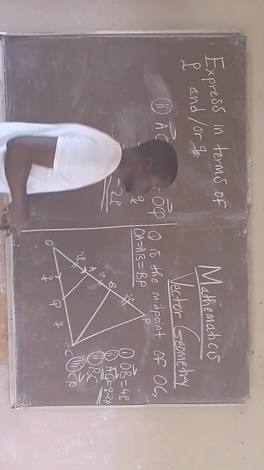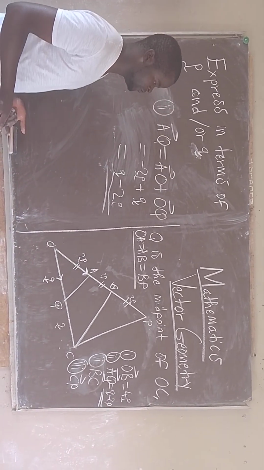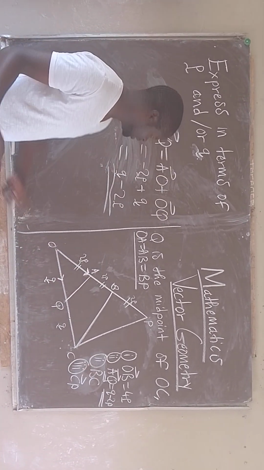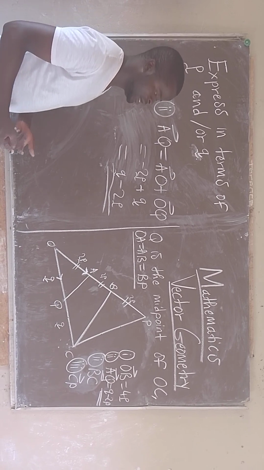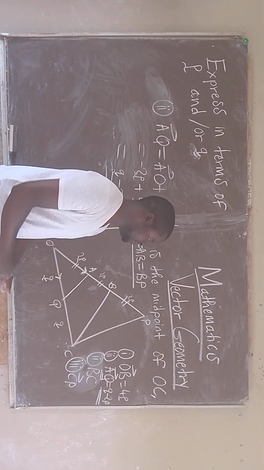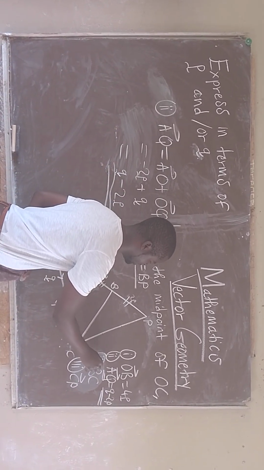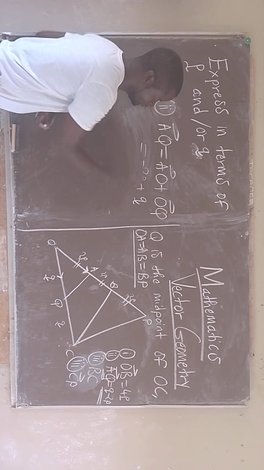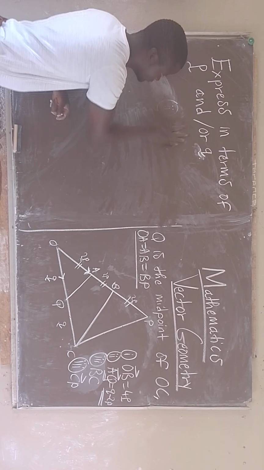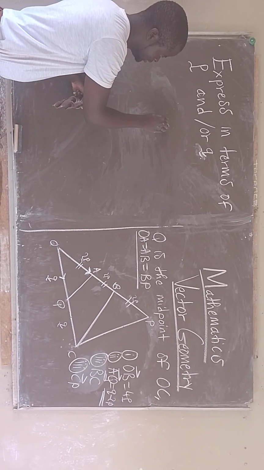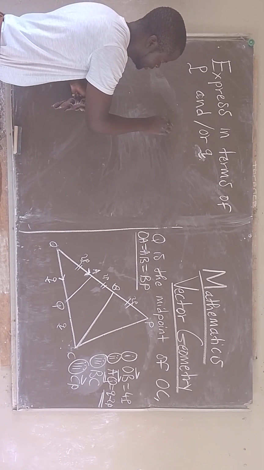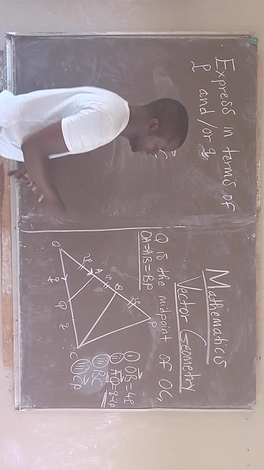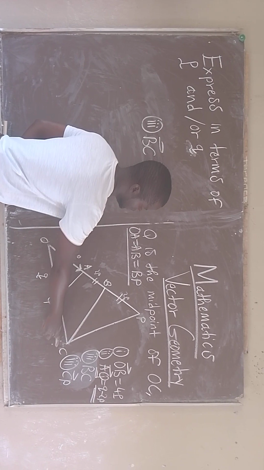So we are changing now. We are going to move on to what we call vector BC. So definitely we can express it, which is our Roman numeral 2. So we are going to say vector BC, meaning we are moving from point B going to point C. Our B is here, letter C is here.